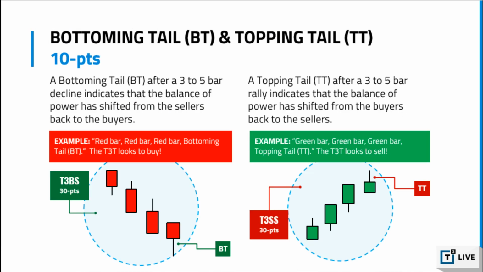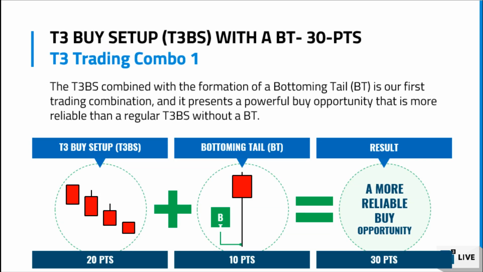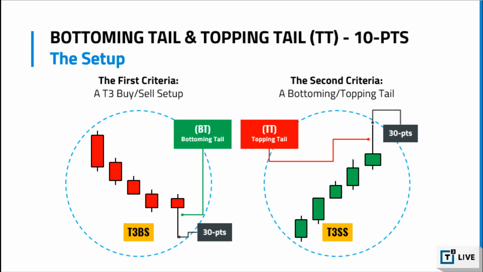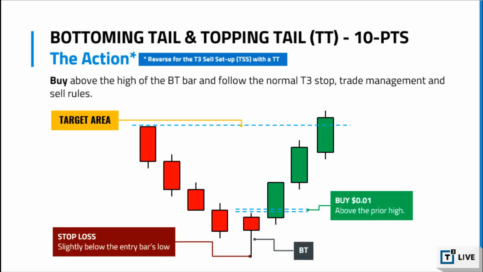So again, bottoming tails that happen after 3 or more red bars in an uptrend to the rising 20, okay, with multiple time frame alignment, but we'll talk about that later. Those are the ones that should make you drool, right? And as we said, a buy setup with a bottoming tail equals a more reliable buy opportunity and gets 10 extra points. Entry is still the same, above the last bar's high.